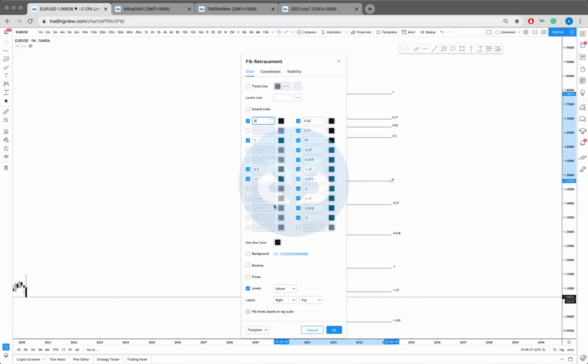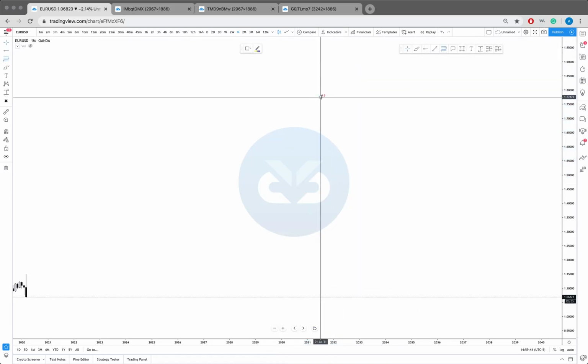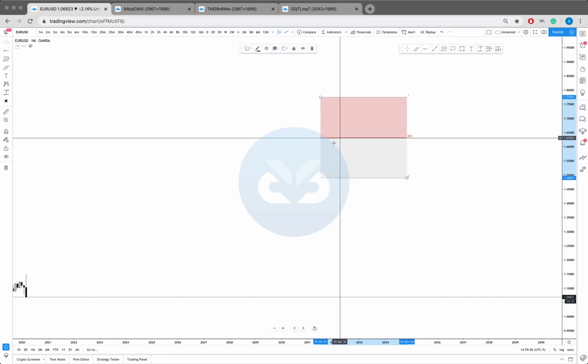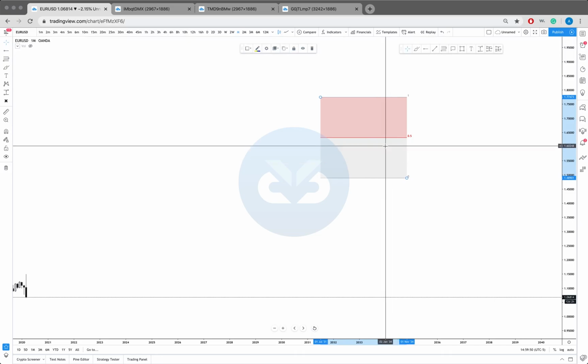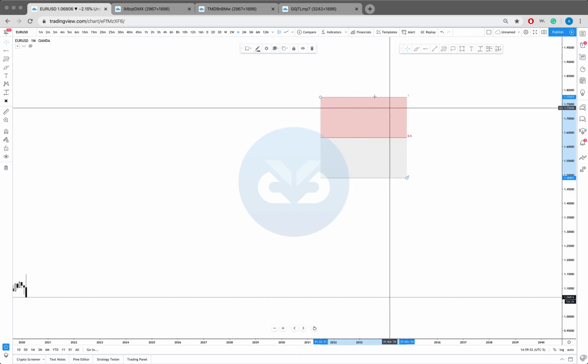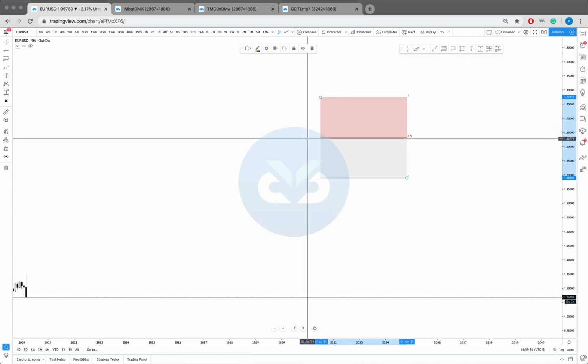So what discount means is, a discount market is where you want to buy, right? Your gray region, that is considered discount pricing. And your red region is considered premium pricing. And then right in the middle, 50%, that's considered your equilibrium.